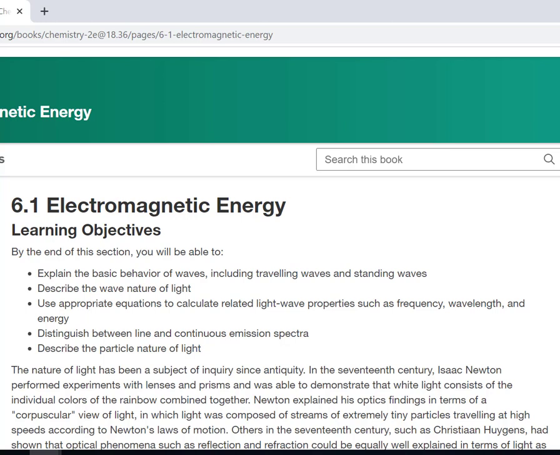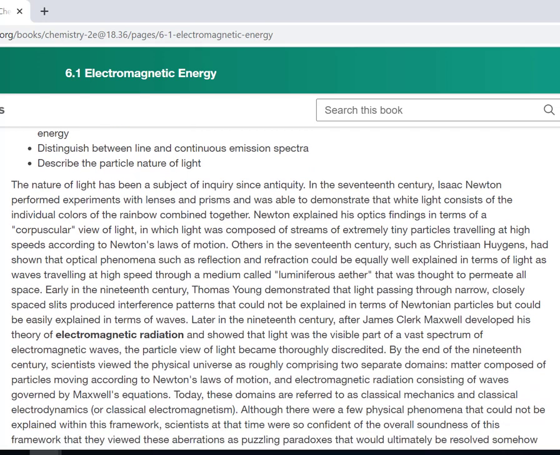So the learning objectives here: explain the basic behavior of waves, including traveling waves and standing waves, and describe the wave nature of light. So let's go ahead and get started.